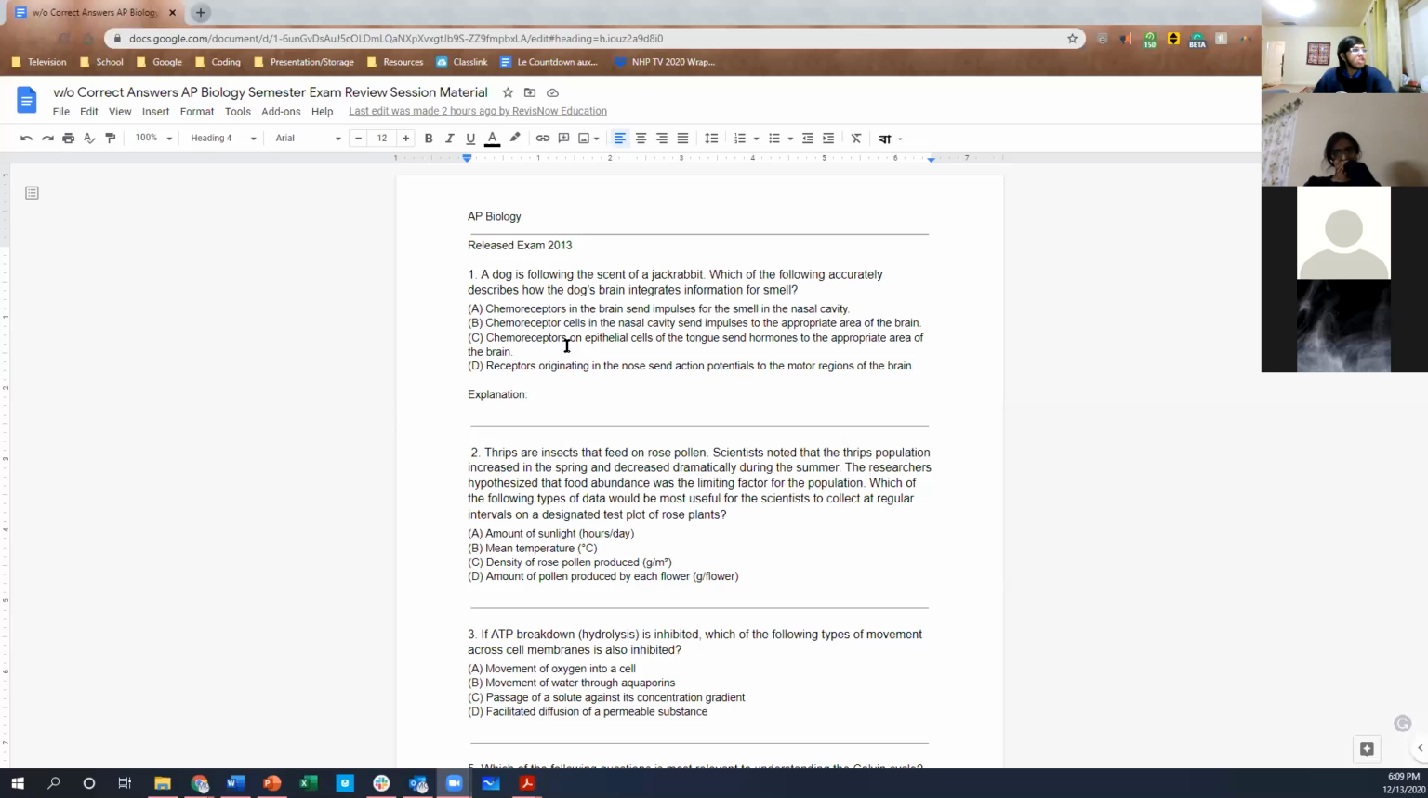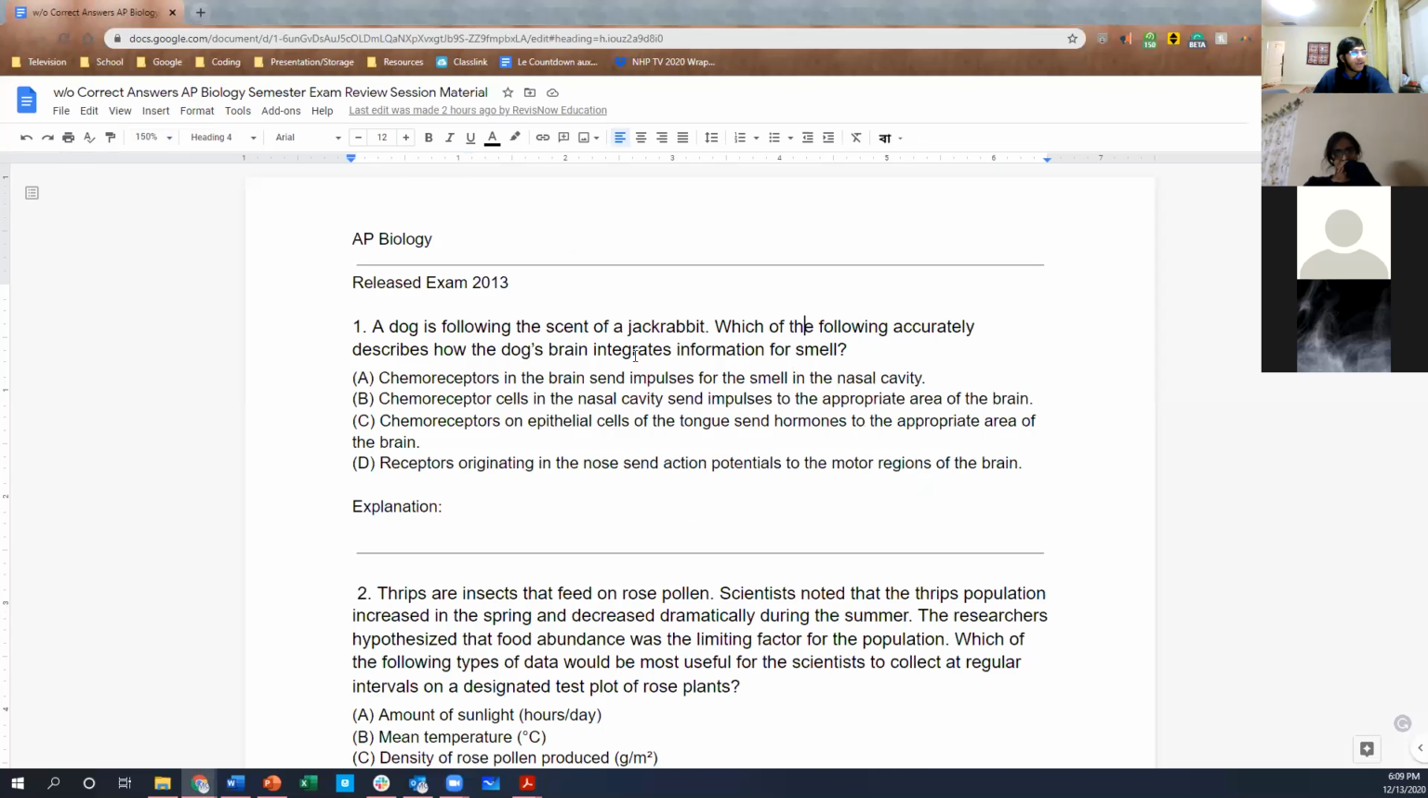All right, so let me zoom this in so you guys can see. Can you guys see this clearly? I don't want you guys to have to squint. Okay, good. A dog is following the scent of a jackrabbit. Which of the following accurately describes how the dog's brain integrates information for smell? A, chemoreceptors in the brain send impulses to the smell in the nasal cavity.